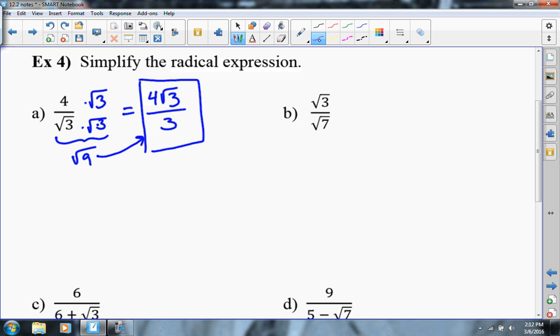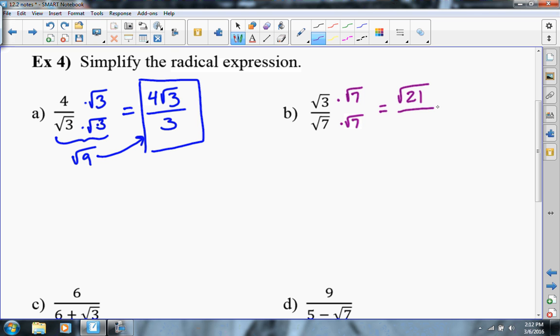So now for part B, I have a radical in the numerator and the denominator. That one in the numerator, that's okay. This one in the denominator, that's a problem. So I'm going to multiply it by itself so that I get it out of the denominator. And then now in the numerator, I have a radical times a radical, which I can do. So I get the square root of 21.